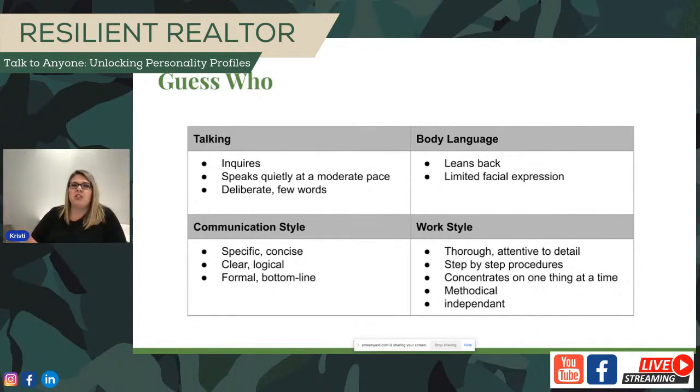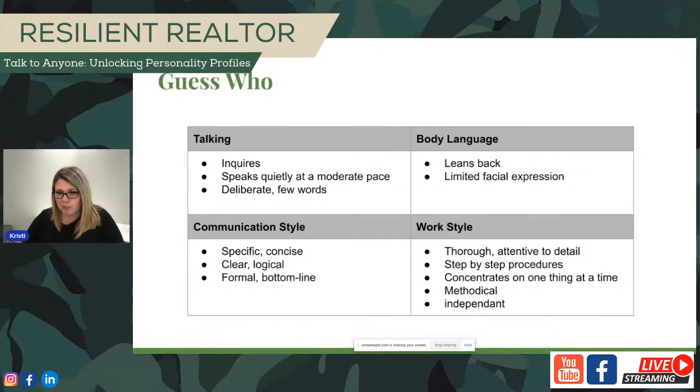Their speech is going to be deliberate and concise, few words. You're going to have a lot of questions. They're going to inquire a lot, asking questions, wanting details. It's formal in terms of how they show up. It's not lackadaisical. It's not all friendly. It's formal. And they're going to be focused on the details. They're going to be methodical. They're going to be very thorough, and they like lists and procedures.